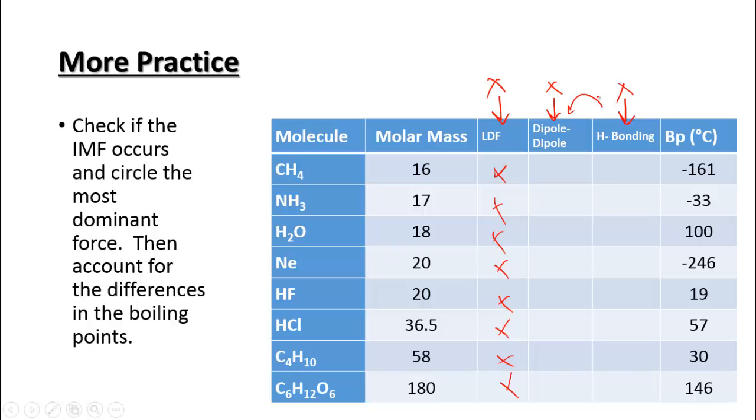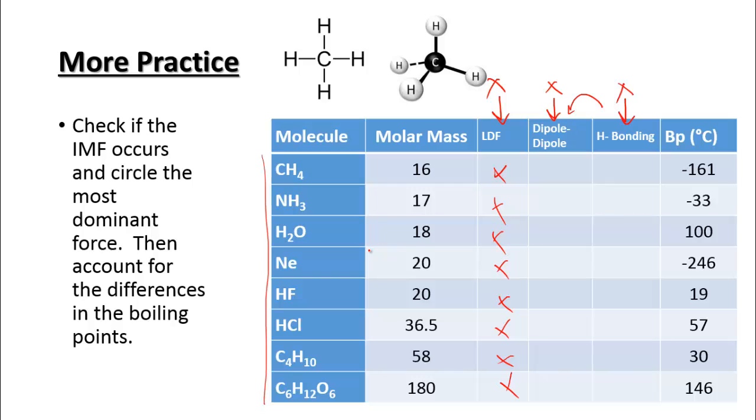If we do the first one together, CH4, you would draw this, and don't forget on all these, when in doubt, you have to draw these out to figure out the polarity. Methane, CH4, looks like this Lewis structure-wise. It's tetrahedral, so it looks like this, and it's completely symmetrical. So this is a nonpolar molecule, and it only experiences LDF, so that's all it's got going on there. We check that it's happening, and this is the most dominant force, and it's LDF.